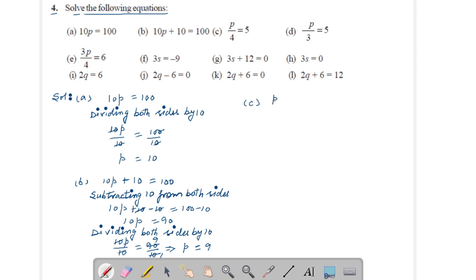P upon 4 equal to 5. Only remove this 4 from left hand side by multiplying it by 4. Multiplying both sides by 4.